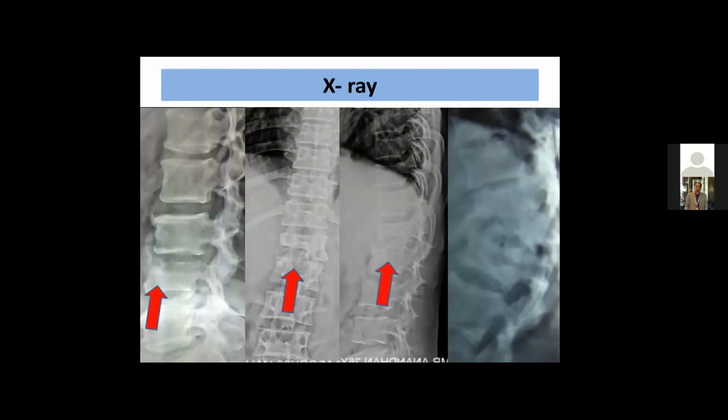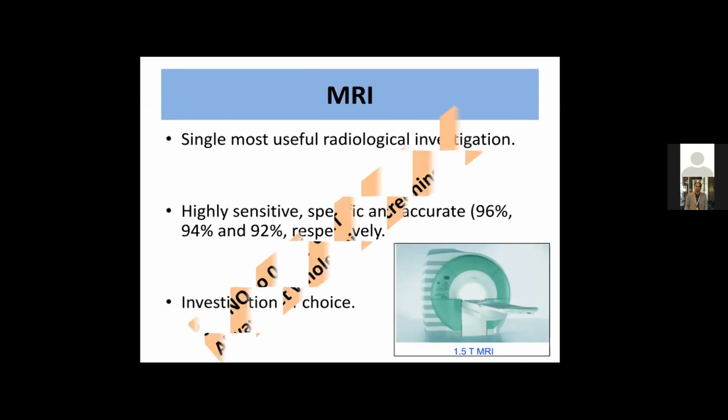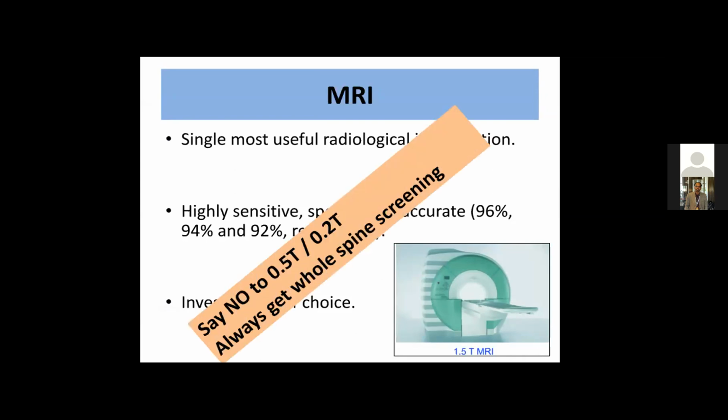MRI is the single most useful radiologic investigation, highly sensitive and specific, but strictly say no to 0.5 Tesla or 0.2 Tesla MRI and always get a whole spine screening. In the early stage of infection, the mild edema will be missed in 0.5 or 0.2 Tesla. And without whole spine screening, we might miss the skip lesions found in some cases of infection. There are various features which differentiate tuberculosis from pyogenic infection.